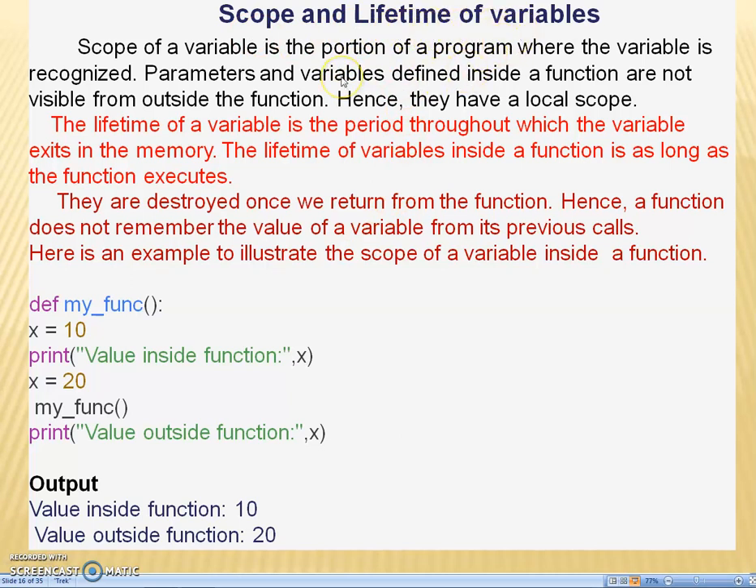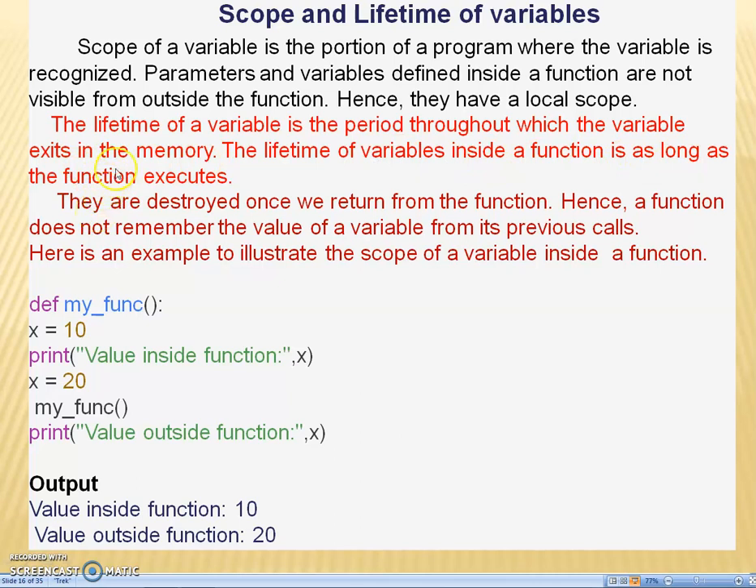variable. Scope and lifetime of variable in the sense what? Scope of variable is the portion of program where the variable is recognized. Parameters and variables defined inside a function are not visible from outside the function, since they have a local scope. The lifetime of variable is the period through which the variable exists in the memory. The lifetime of variable inside a function is as long as the function executes.